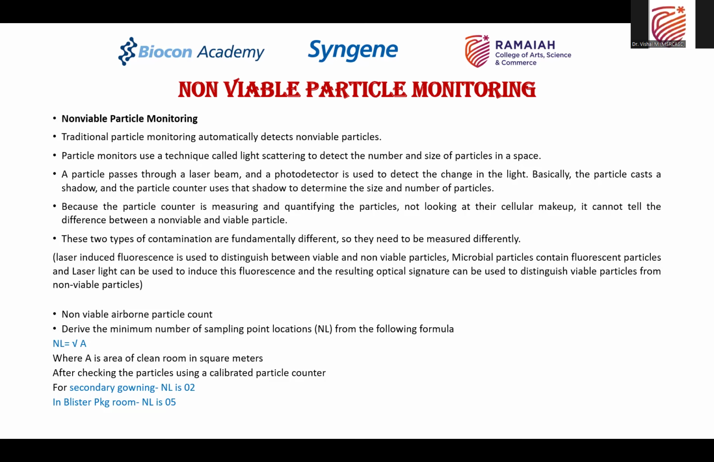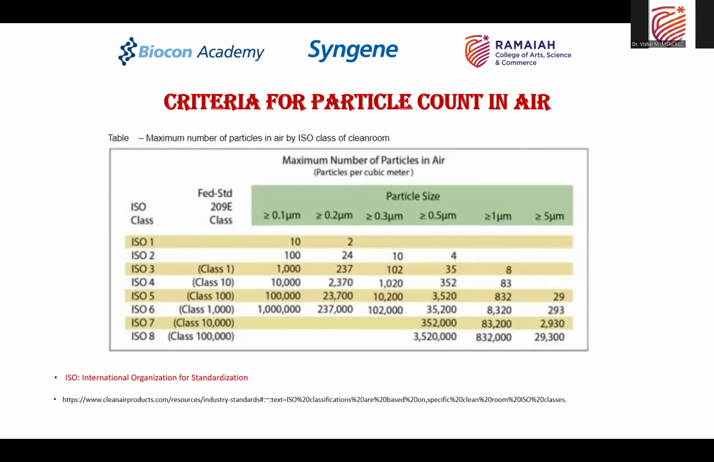But what about the counts? How many particles are allowed in an area? For that, the ISO has given one chart, according to ISO classes, ISO 1, ISO 2, and up to ISO 8. This table indicates the acceptable, maximum number of particles in the air, in particular per cubic meter of air.